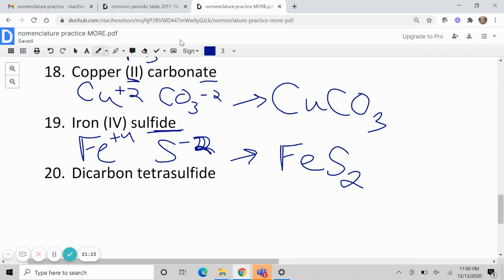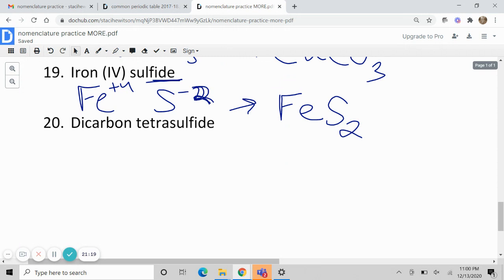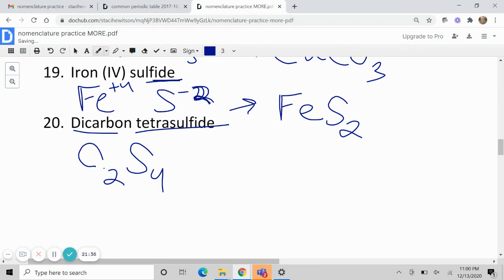So for ionic, reduce the subscripts. For covalent, don't. For this one, dicarbon tetrasulfide, I see prefixes. That must mean it's covalent. It's full of nonmetals. So we just do what the prefixes tell us to do. Dicarbon means 2 carbons. Tetrasulfide means 4 sulfurs. There we go, that's C2S4.